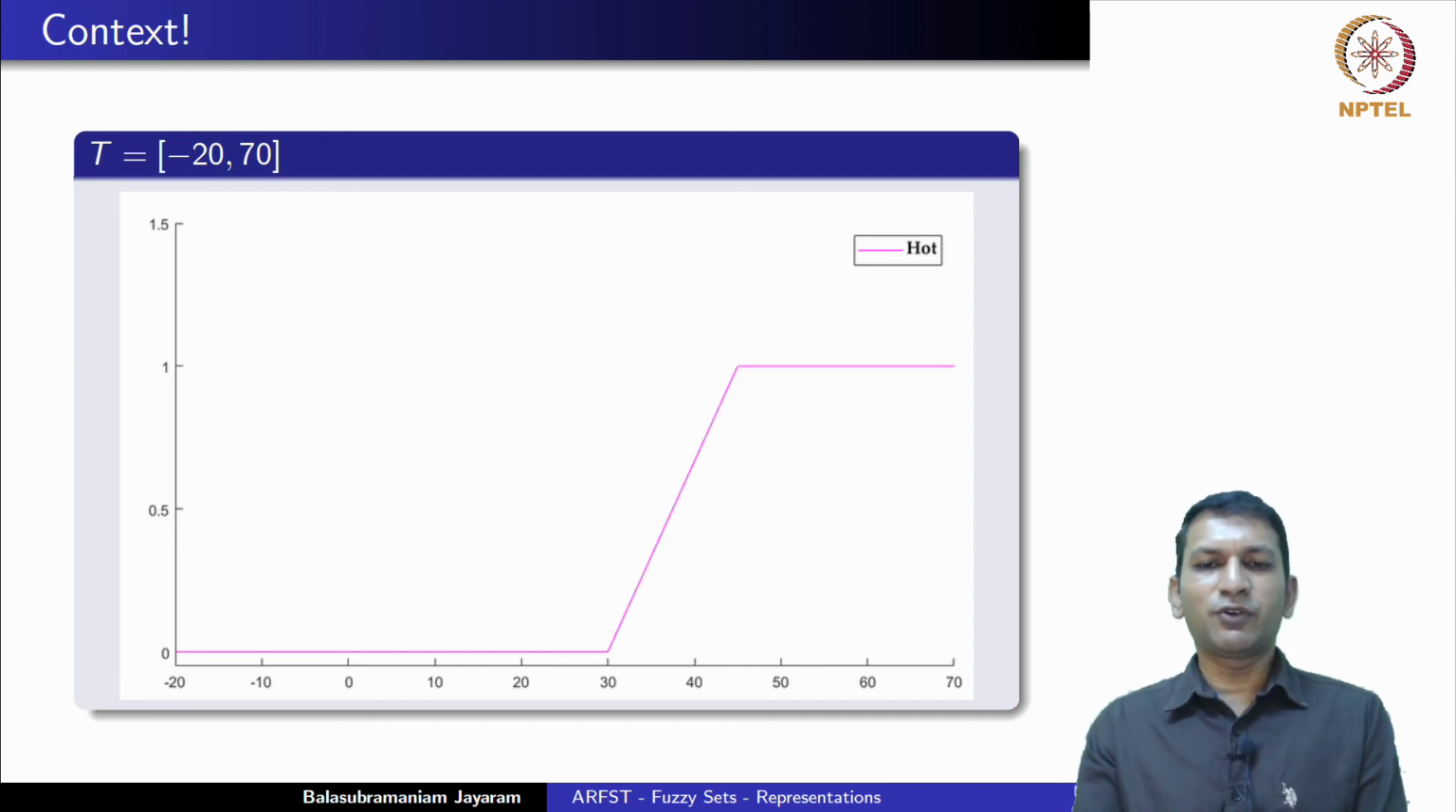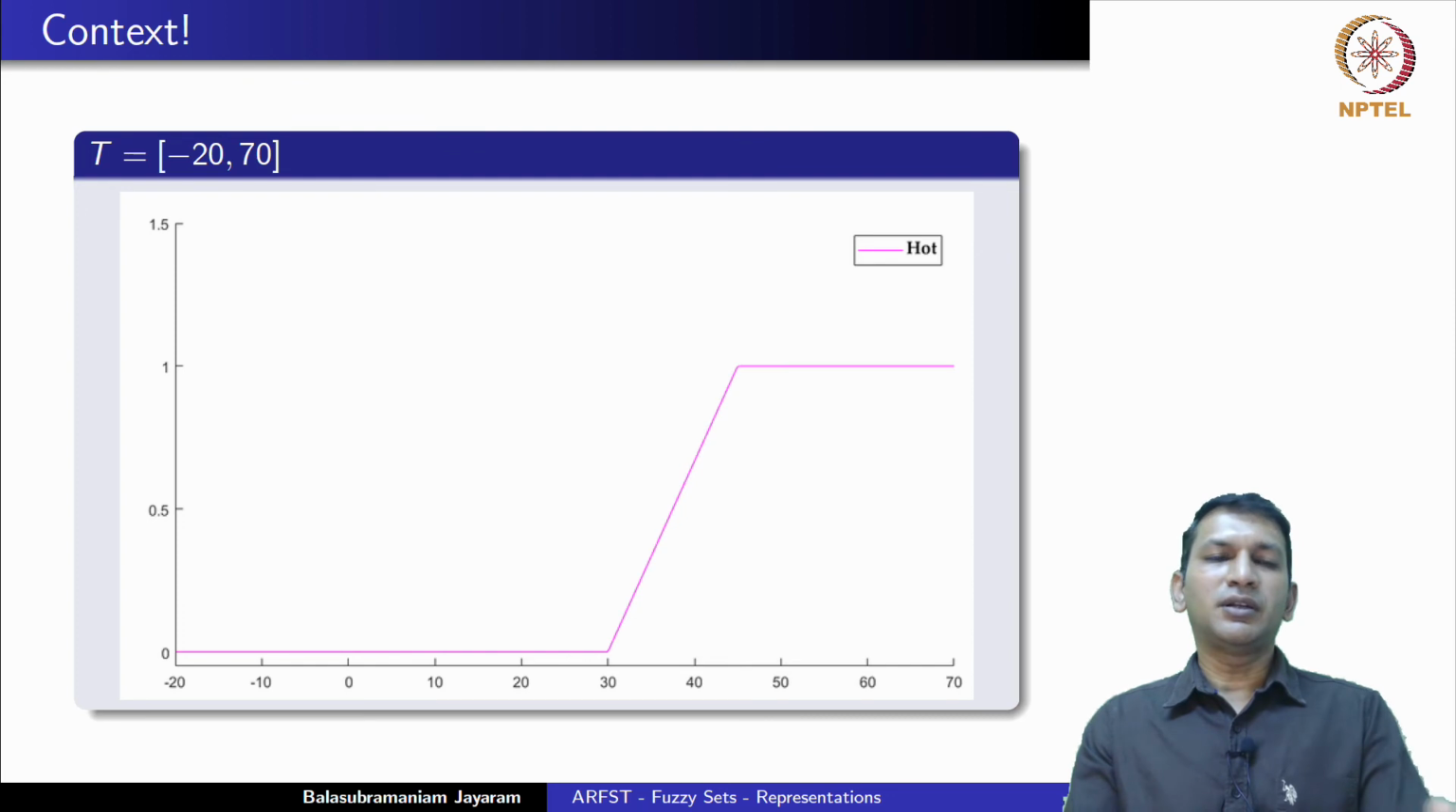So between 30 and 45, we say it gradually increases and it becomes hot. At 40 or 45, it becomes hot completely. Now, we may also have another concept called very hot. And how would you want to represent this?